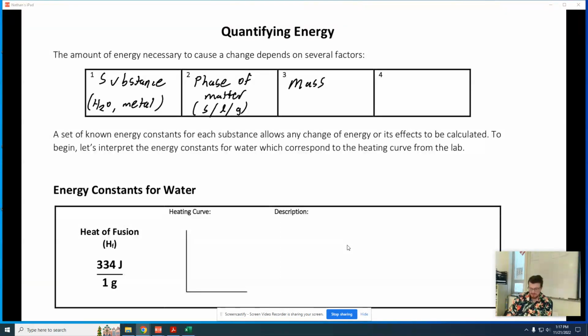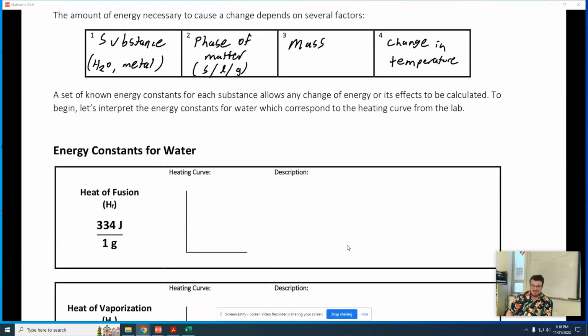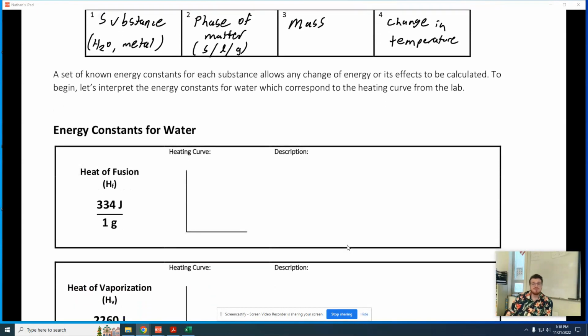And then finally, for part four, it is the change in temperature that is going to matter. So for instance, if I want to raise the temperature of a substance just a little bit, I'm going to need less energy. If I want to raise the temperature of a substance a lot, I'm going to need more energy. So these are all the different factors that we're going to be looking at: the substance itself, the phase of matter that substance is in, the mass, and the change in temperature that we are observing.